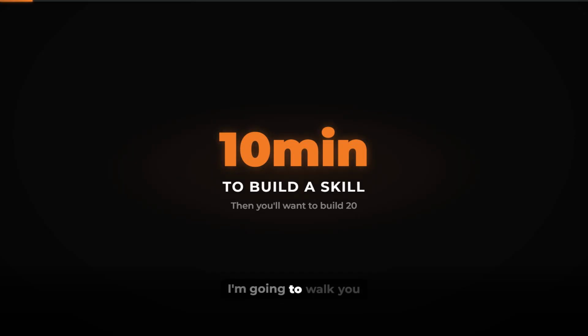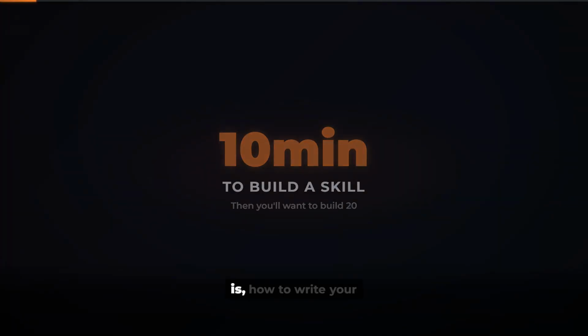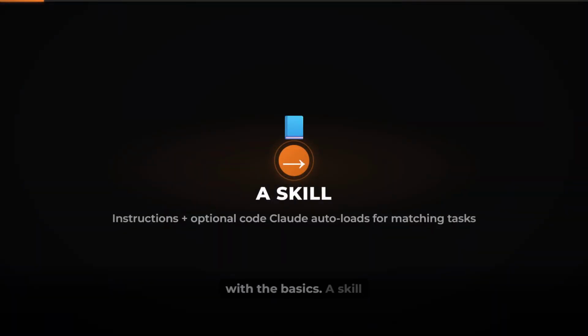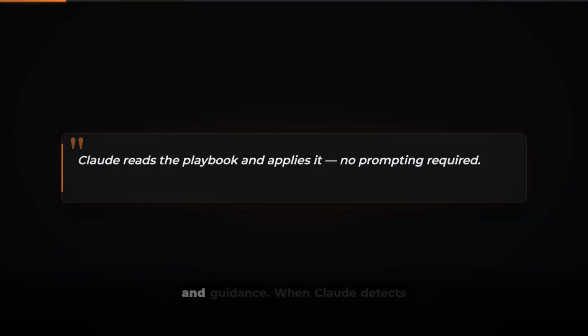In this video, I'm going to walk you through exactly what a skill is, how to write your first one, and how to test it. Let me start with the basics. A skill is a bundle of instructions and optional code that Claude loads automatically when a task matches what the skill is designed for. Think of it like a playbook Claude consults. It contains rules, examples, scripts, and guidance. When Claude detects a matching situation, it reads the playbook and applies it.